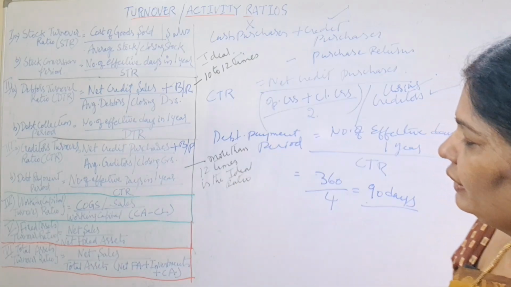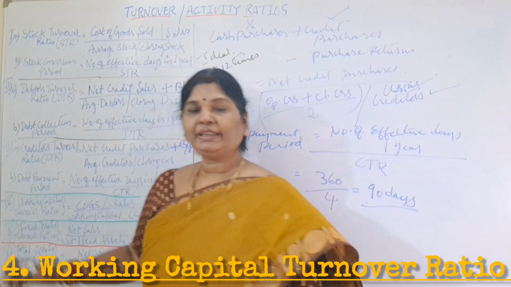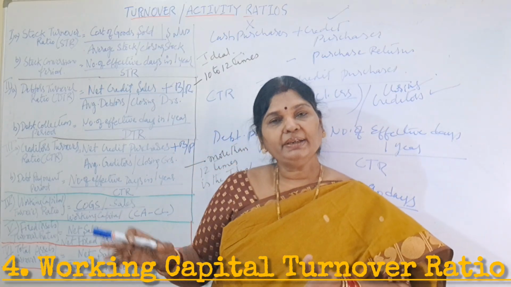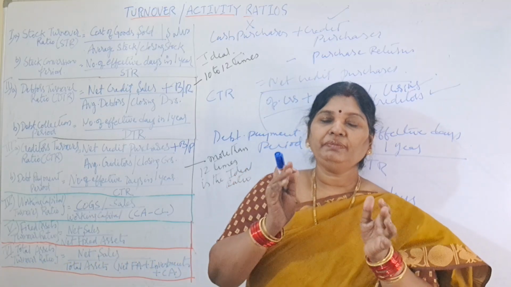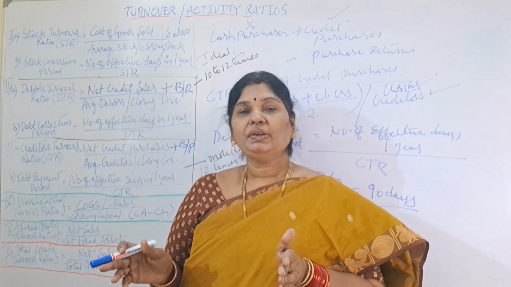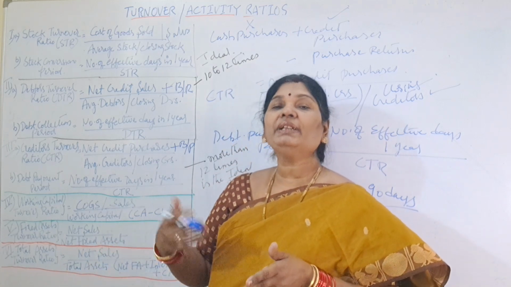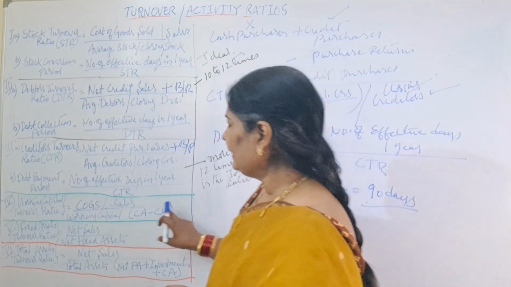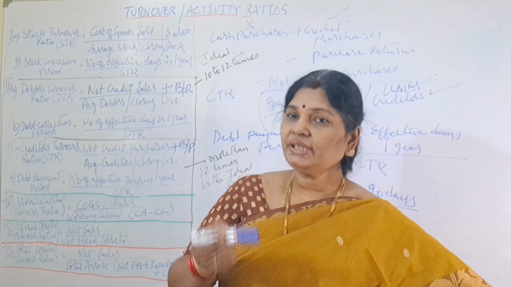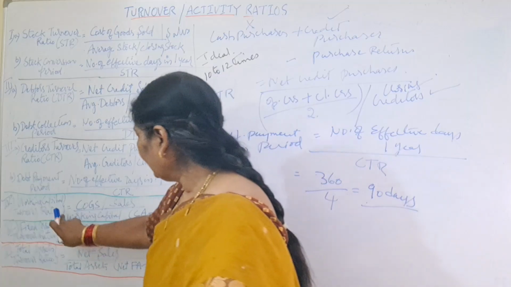What is our fourth one? Working capital turnover ratio. So what is working capital? Working capital means the amount what we require to run our business operations. So we see two types of capital. One is fixed capital and the other one is working capital. So working capital we use to pay our recurring expenditures, means regular expenditures. So what's the formula for working capital turnover ratio? COGS means cost of goods sold. Suppose if COGS is not given, then we can take sales also, divided by working capital.